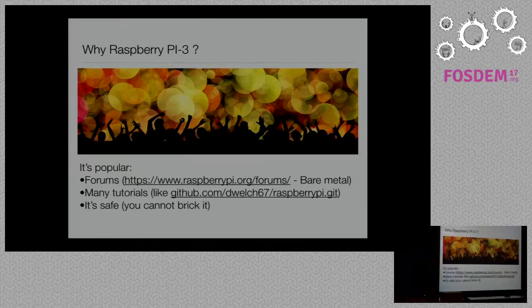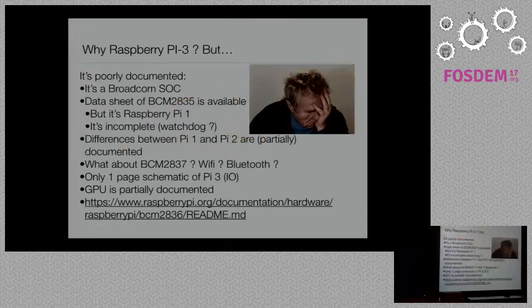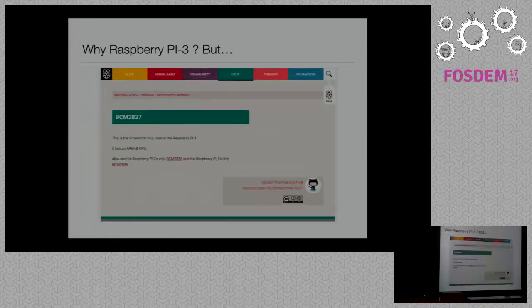However, there are some drawbacks with the Raspberry Pi 3 because it's based on the Broadcom system on chip. There is very little documentation about it. Here is a page about the Raspberry Pi 3 platform documentation, which basically says, OK, it's an ARM v8 CPU. It's also written in the marketing documentation. And for more documentation, see Raspberry Pi 2 or Raspberry Pi 1. End of the documentation. Not enough, but we can deal with that.